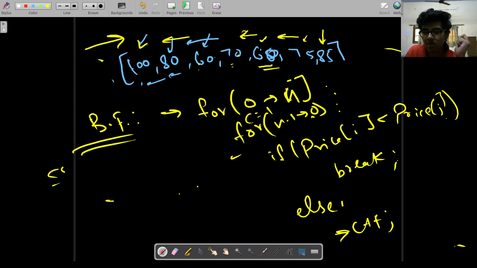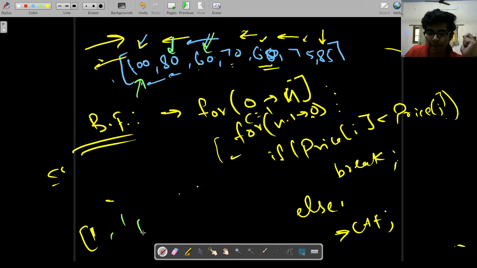So when I come over to 100, I see that there is no element present before this, so it will not go into this and print the count, and the final answer for 1 will be 1 only, right? For 80, I will be moving from here. I see that the price of j is greater than this, so I will break this and the count remains 1. Now I come over to 60, same thing will happen and the count remains 1.